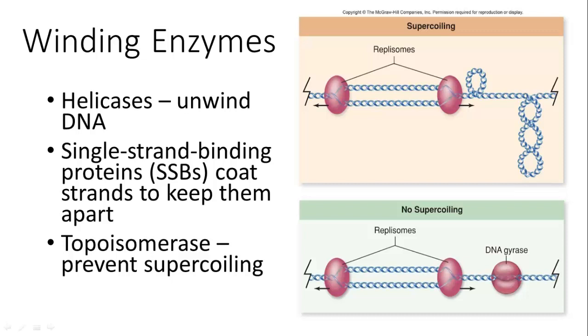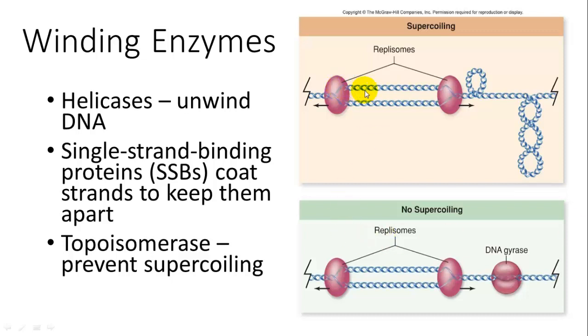Alright, so there are a few other enzymes very important other than DNA polymerase in this process. Helicases unwind the DNA. Okay, so they open it up so that these DNA polymerases can go in there and add new nucleotides. Single-stranded binding proteins will then bind to the unwound DNA to keep it from winding back up. And then topoisomerase prevents supercoiling.